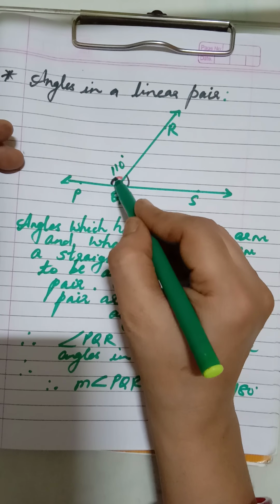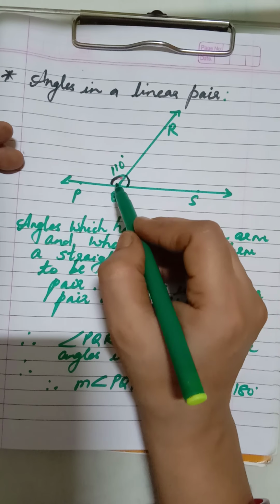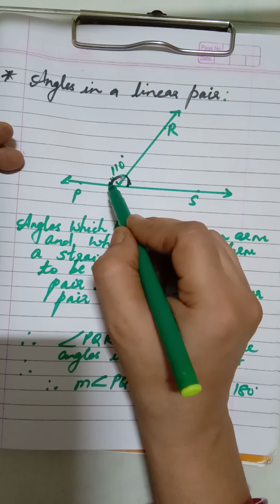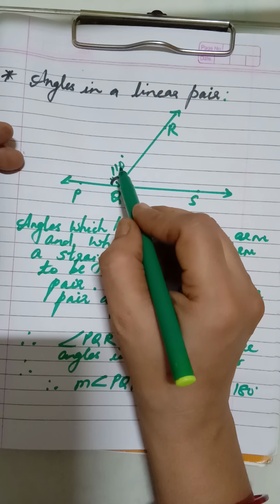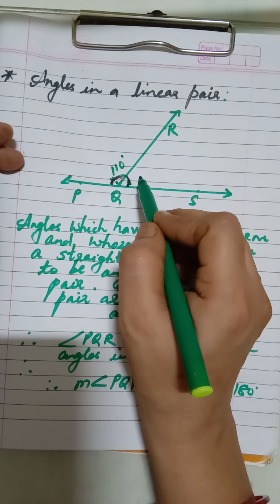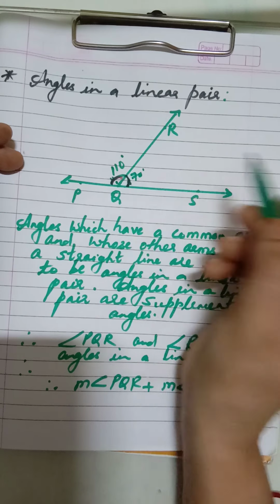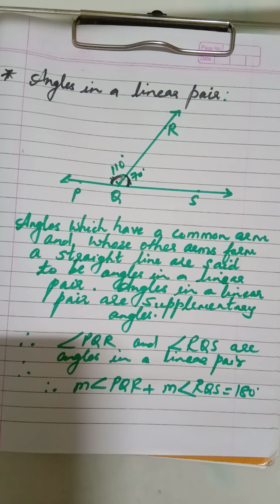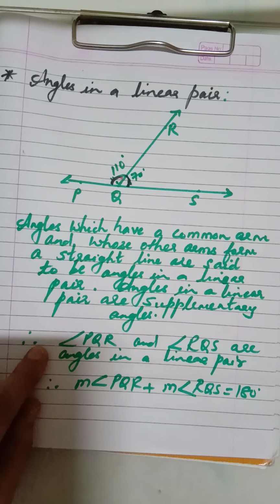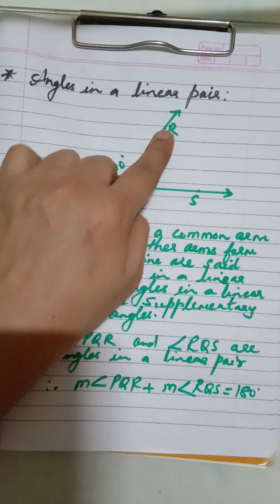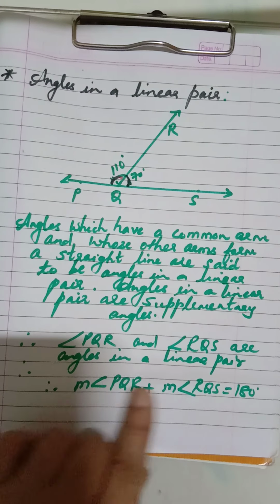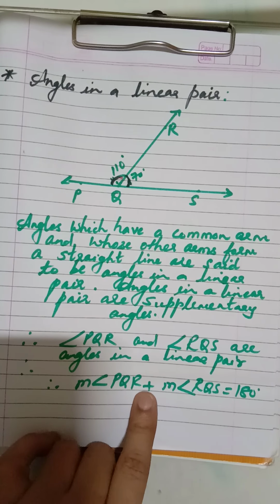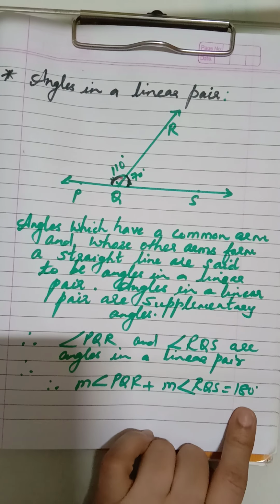See, a linear pair is formed this way. So this angle plus this angle, both together, is 180. Suppose one angle is 110, so this will be 180 minus 110, so this will be 70 degrees. For example I have taken. Now here you can see, angle PQR and angle RQS are angles in a linear pair, and therefore measure of angle PQR plus measure of angle RQS is equal to 180 degrees.